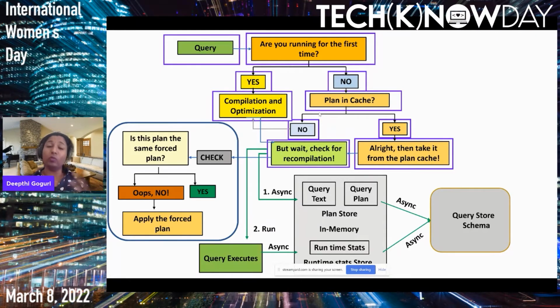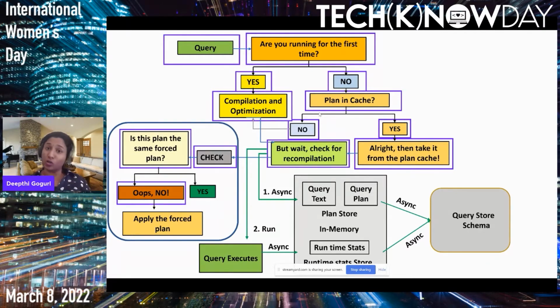But wait, before moving forward, it will check for the recompilation. For example, if for some reason a new query plan has been generated, even before moving further, let's say you force a plan by using the query store. In this particular scenario, for that query which you forced a plan for, it will check whether the plan that has been taken from the cache, or newly generated, is the same as the forced plan.